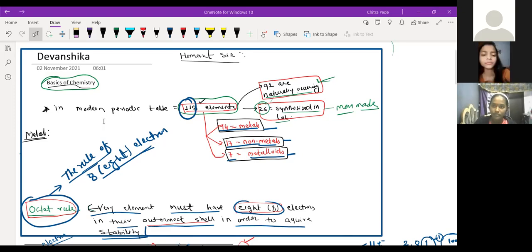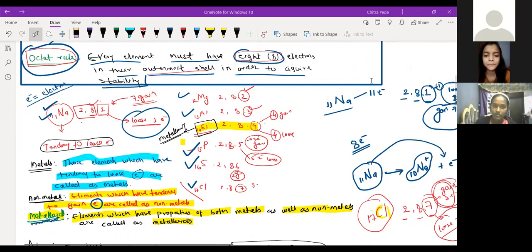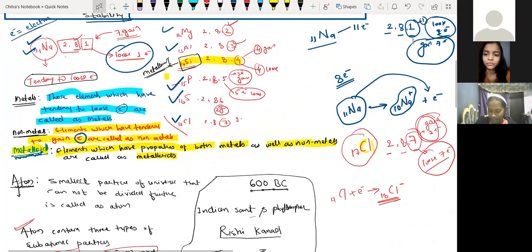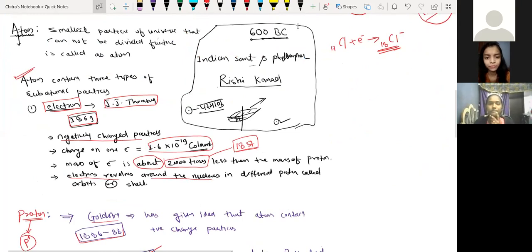Okay, Tejaswini? Yes, sir. Okay. See, here we have some history. Again, I want you to take a screenshot of that part. Done? Yes. Okay. So here we discussed in the last class about the atom. So what is an atom basically?